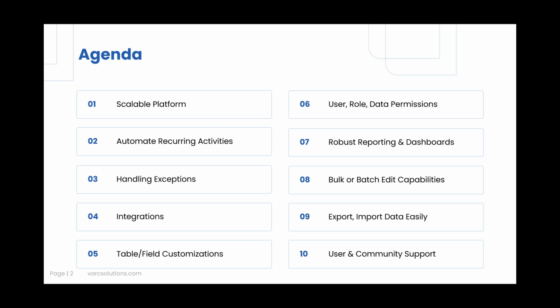And so we're going to go through a scalable platform. What does that really mean? How important is automation within whatever platform you choose? Can it handle exceptions? Does it integrate well with other systems that you may be using? How customizable is it in terms of tables and fields and data, users and roles and permissions? Can you easily report on the data that's in that system? Can you get the data out? Can you get the data back in? What are the capabilities in terms of maintaining that system? And then we'll kind of wrap up with, like, what's the user and community support look like as well.